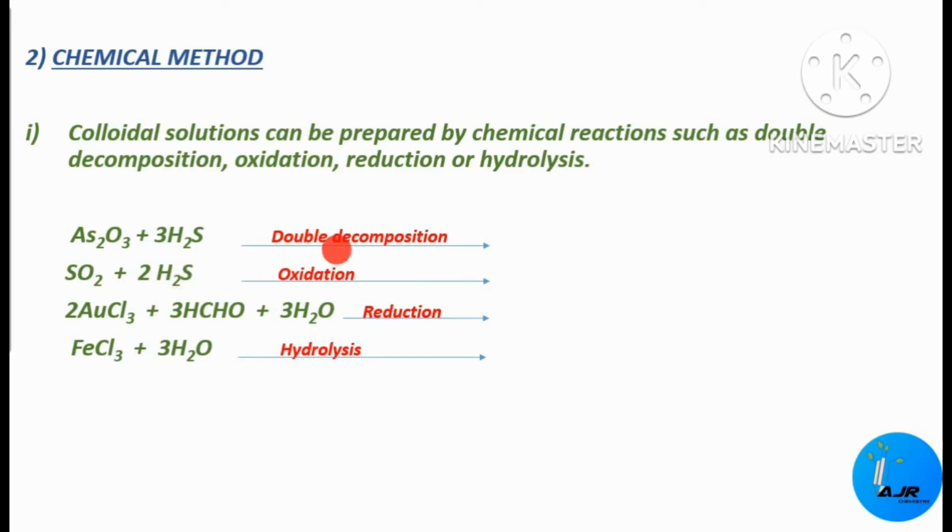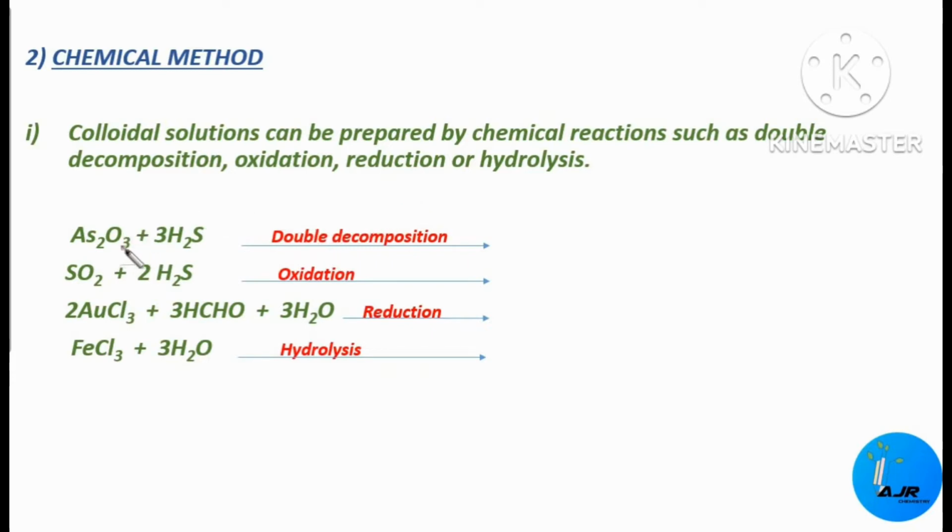So the first method is double decomposition. What do you mean by double decomposition? Actually, a double decomposition reaction is a type of reaction in which the two reactants interchange their positive and negative ions and form two new compounds. That's called double decomposition. So by the double decomposition process also, it is possible to produce a colloidal solution.